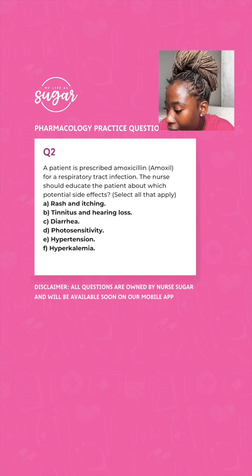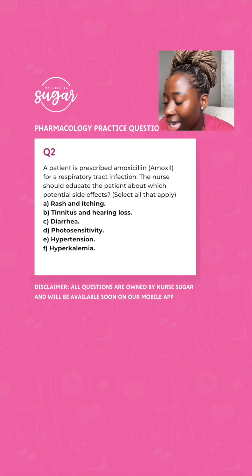Select all that apply. A, rash and itchy, right? B, tinnitus and hearing loss. C, diarrhea. D, photosensitivity. E, hypertension. F, hyperkalemia. Right answers are A, C, and D.